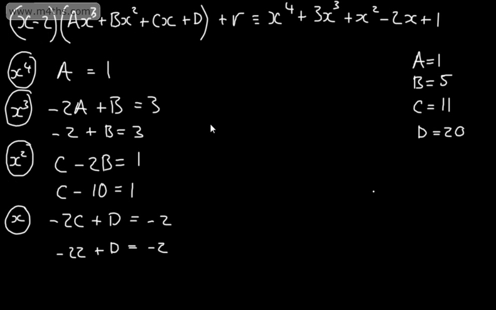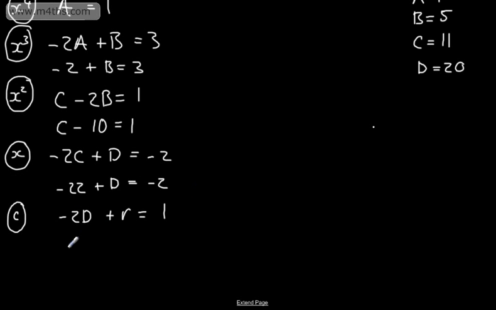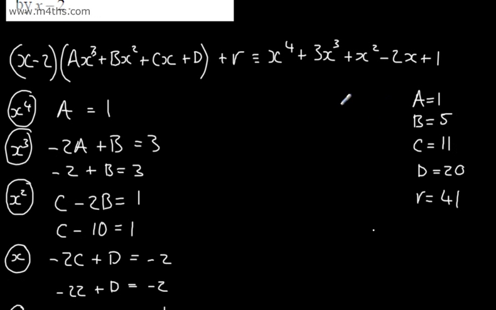Now if we look at the constants, c for constant, negative 2d, then we're going to have plus r is going to be equal to 1. So we know that d is 20, so this is going to give us negative 40 plus r is equal to 1, so r is going to be equal to 41. So all we've got to do is write that r is equal to 41, and we can see now that these coefficients give us exactly what we were expecting.